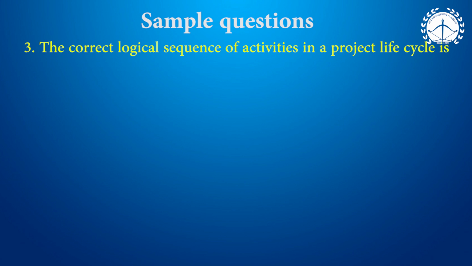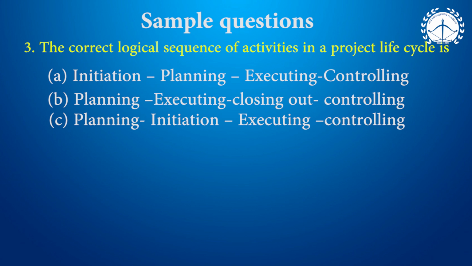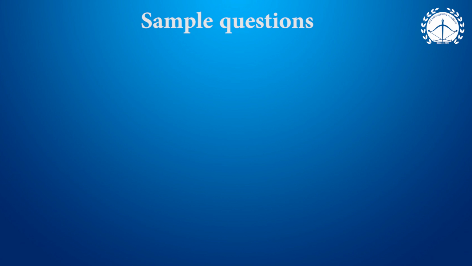And coming to the third question, the logical sequence as per the life cycle. We need to remember the life cycle stages. Here you just see the options. Initiation is right, the next is planning, then executing, controlling. But when we see the options: planning, executing, closeout, controlling. What is the right answer here? Obviously you can say A is the right answer.